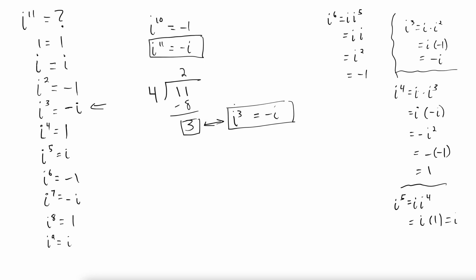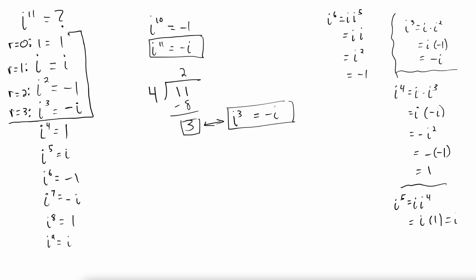So that's a quicker way to do it, and this works with any power, i to the n. Let's just look at the possibilities here. We could get remainder 0, we could get remainder 1, we could get remainder 2, or we could get remainder 3. Those are the only possibilities for the remainders.